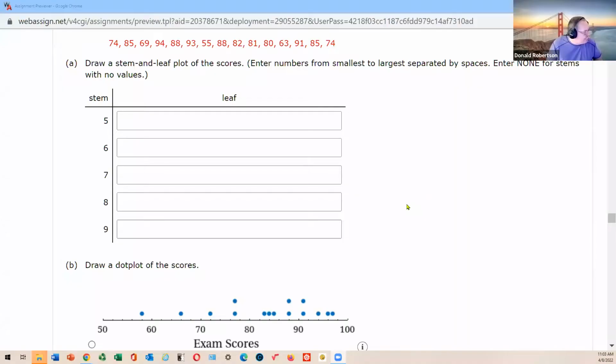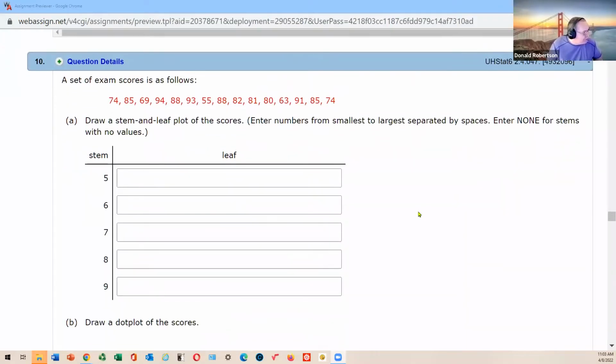Here we go. You should be looking at question 10 right now. Is that the one you can see on screen? Okay, I can see it. Yep. So, stem and leaf.